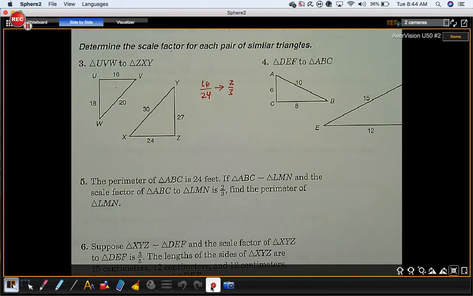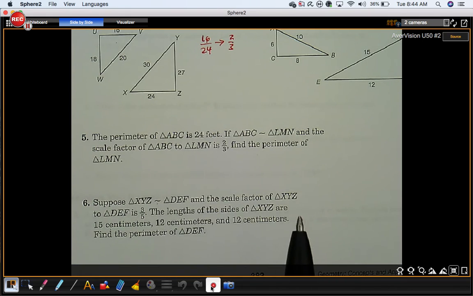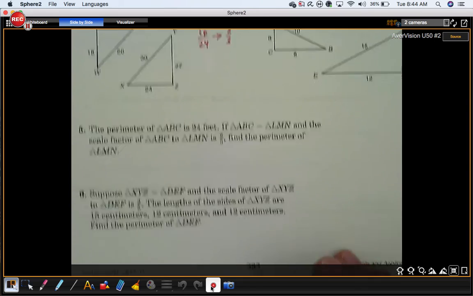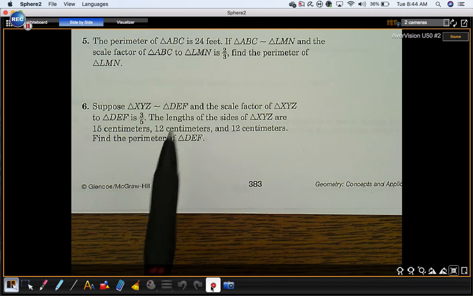This guy, same type of deal. No, look at this. Another problem with 2/3 in it. Could we not find another ratio somewhere? My goodness. Okay, so that one's got 2/3 in it. I'm tired of looking at 2/3.